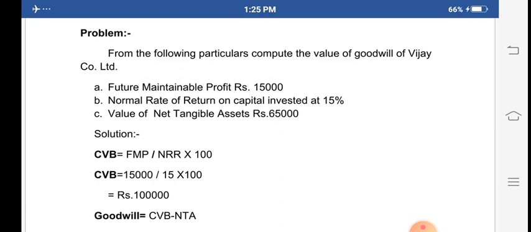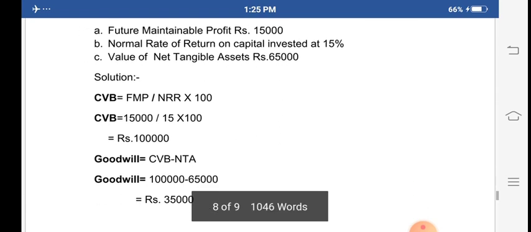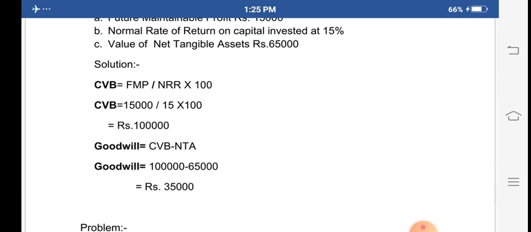Now this CVB you have to put into the goodwill formula: capital value of business minus net tangible assets. So 1 lakh as CVB minus NTA, the net tangible assets of 65,000. The remaining amount, rupees 35,000, is the goodwill value. It will come for 2 marks, but you should know the formula.